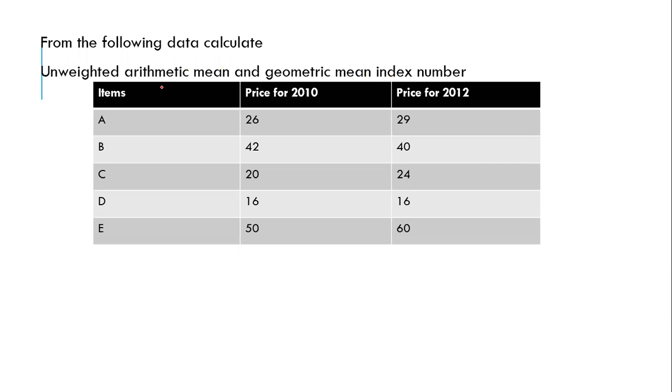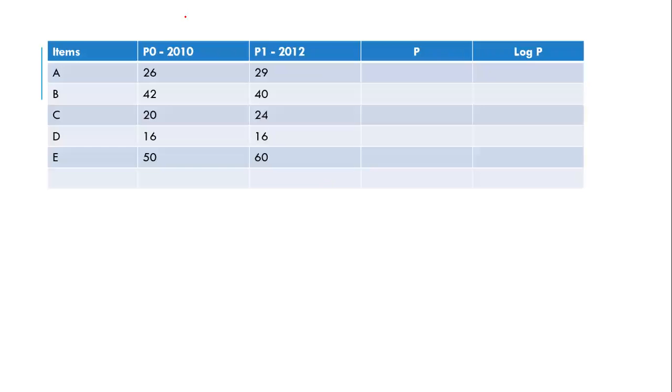So they have given us items. How many items do you have? 1 2 3 4 and 5. So n will be 5. Okay, so price of 2010, 2012. So 2012 is the current year, so that becomes P1. 2010 is the base year, the previous year. Okay, we'll use this information and calculate. Items P0, P1. Now first we will calculate under arithmetic mean, price index number under arithmetic mean.